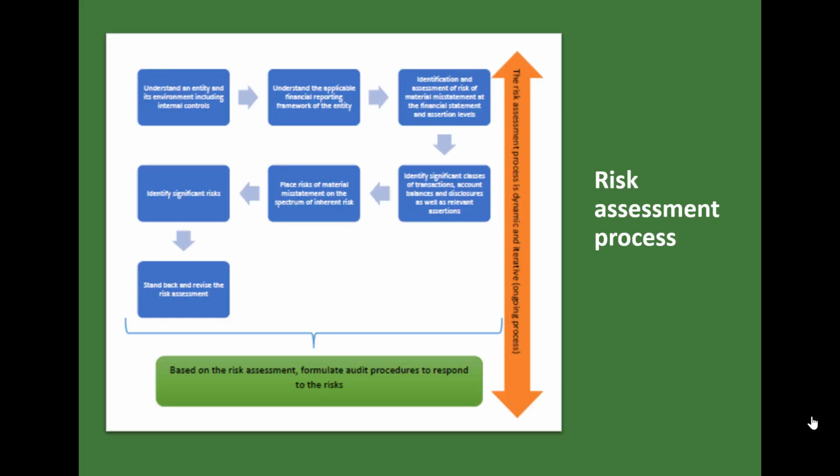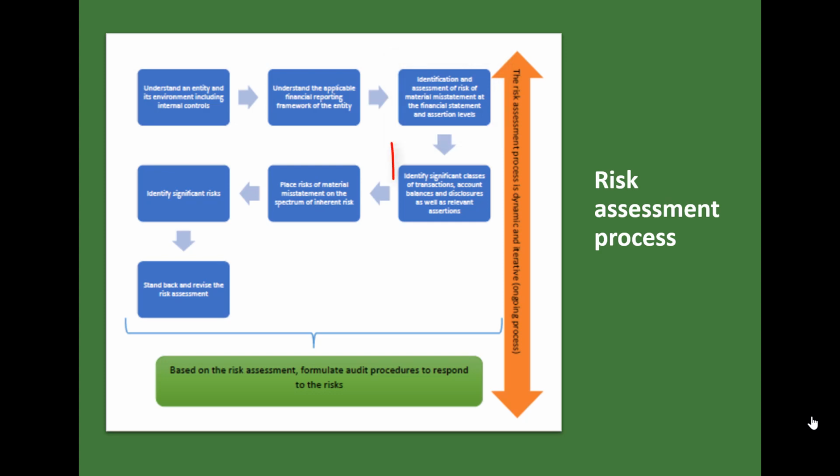So on this slide, we have a summary of the risk assessment process. In the first two steps, it's important that the auditor ensures that he or she has an understanding of the entity's environment and its internal controls, but also the financial reporting framework that the entity uses. Only then will the auditor be able to identify and assess risk of material misstatement at the two levels, namely the financial statement and the assertion level.